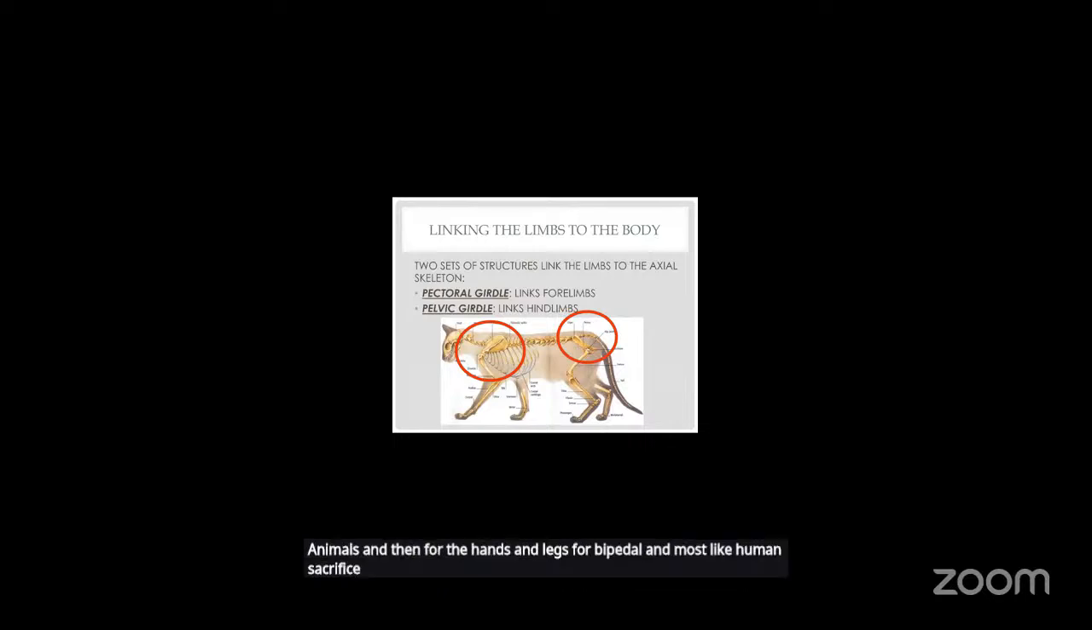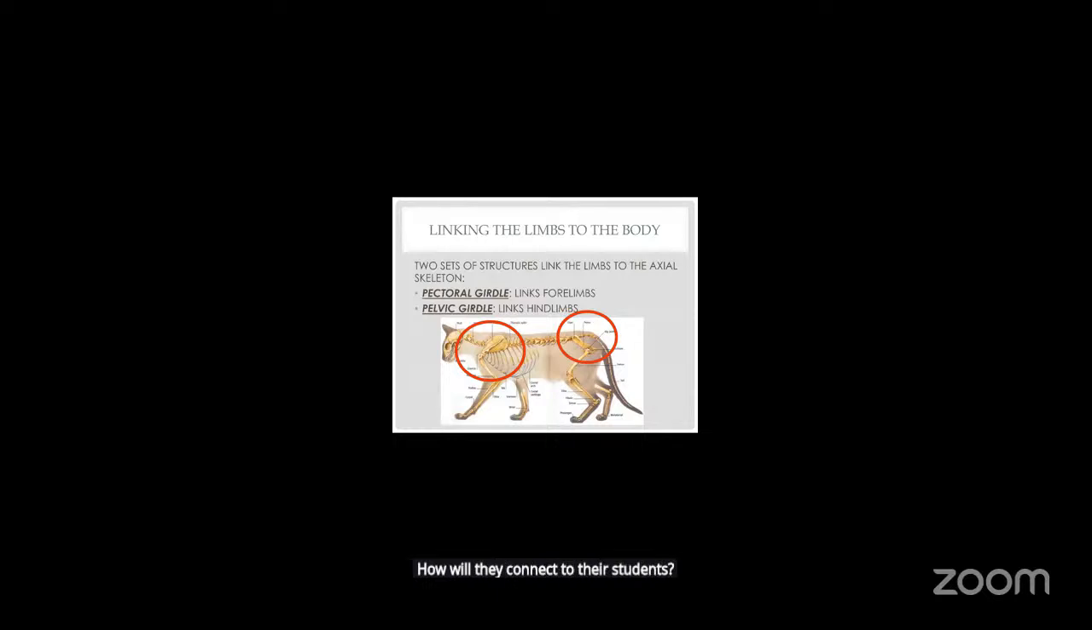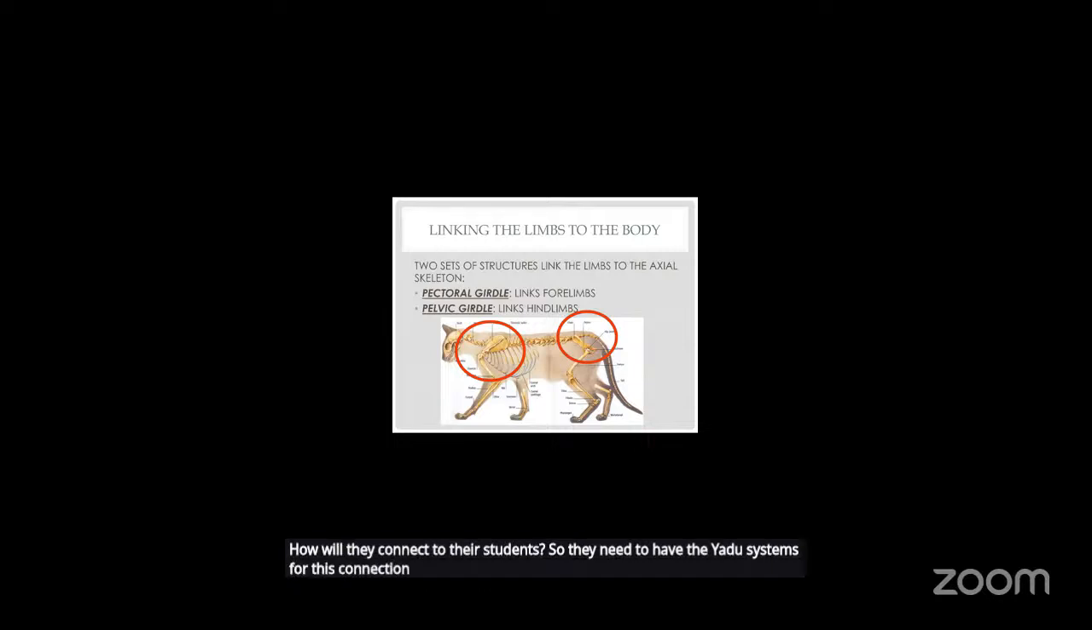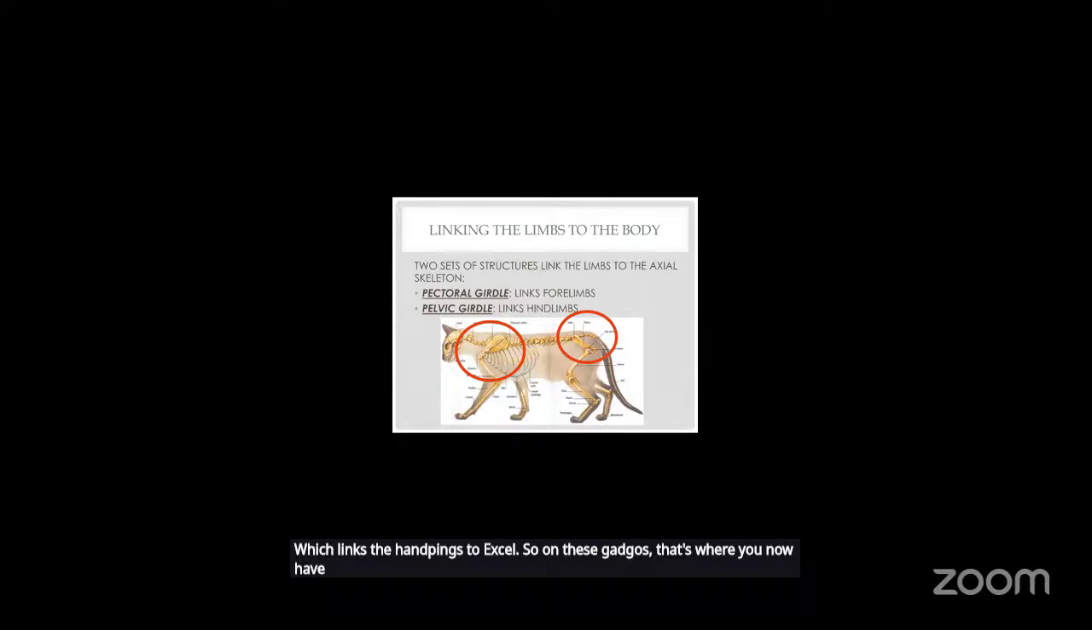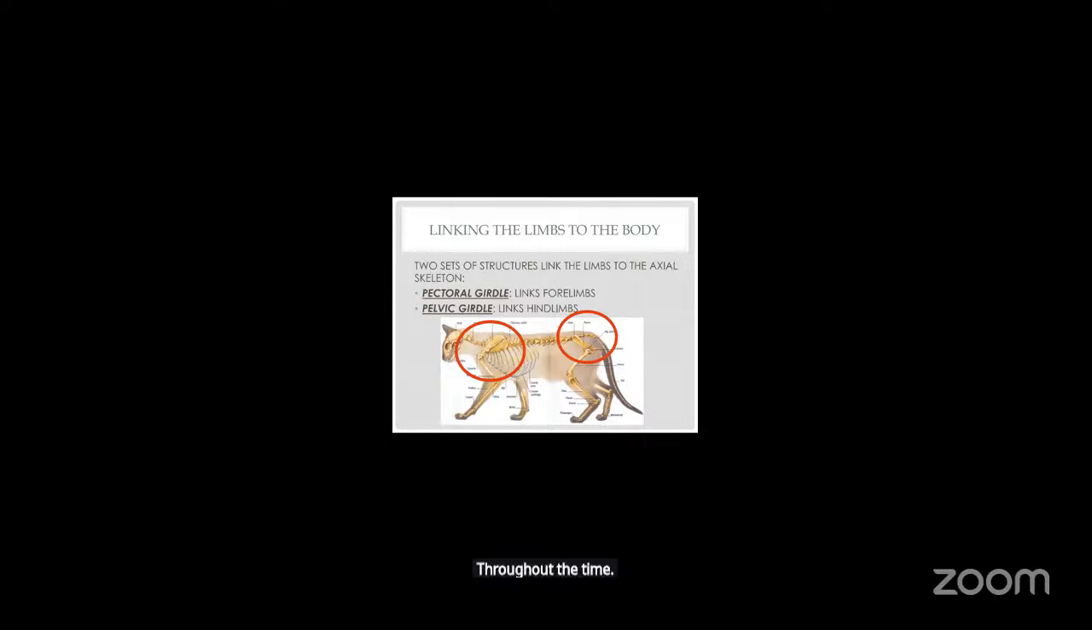But how will these limbs connect to the axial skeleton? They need girdle systems for this connection. We have the pectoral girdle, which connects the forelimbs to the axial skeleton, and the pelvic girdle, which links the hind limbs to the axial skeleton. On these girdles are the points of attachment, and that's what you are seeing on this diagram, in the pectoral girdle and pelvic girdle.